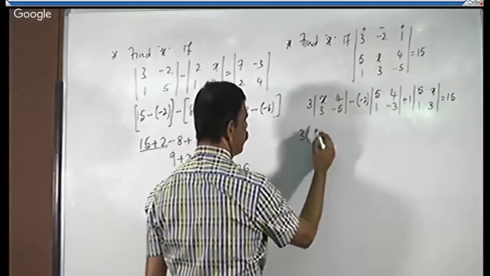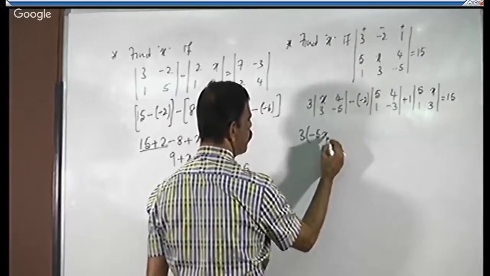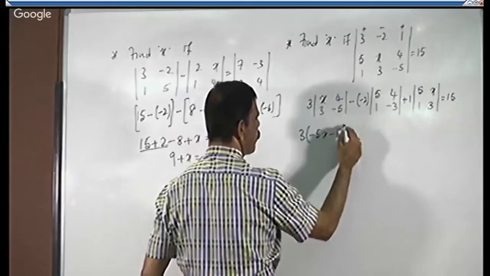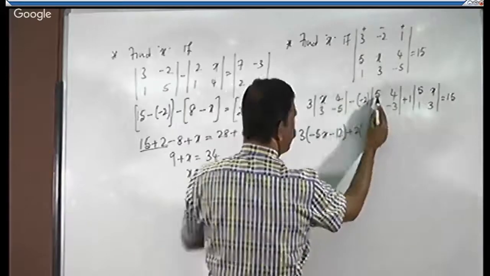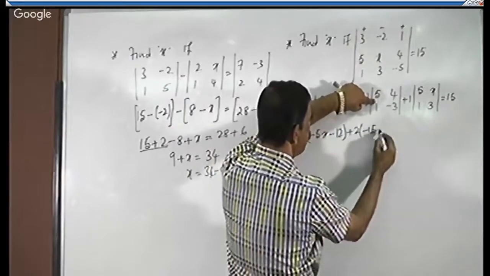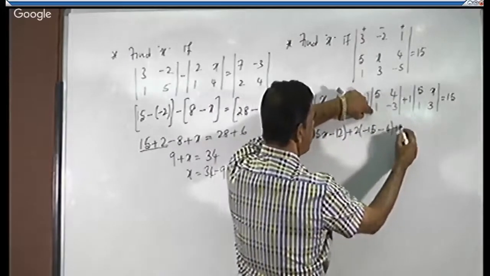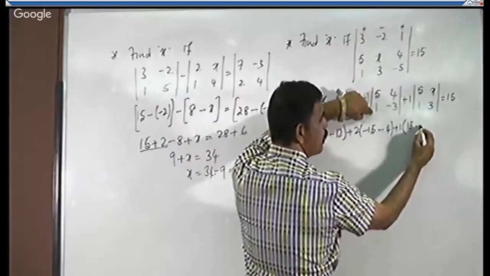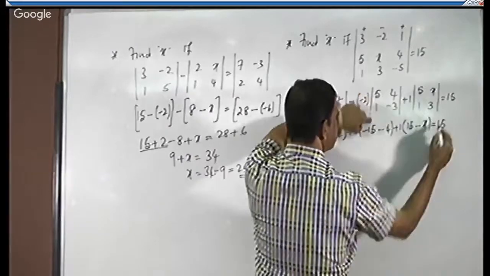Then 3 into x into 5 minus 5 is minus 5x. Minus, formula minus, multiply these two. 3 into 4 is 12. Minus into minus plus 2 into 5 into minus 3. It is minus 15. Minus, formula minus 1 into 4 is 4. Plus 1 into 5, 3 fives are 15. Formula minus 1 into x is equal to 15.